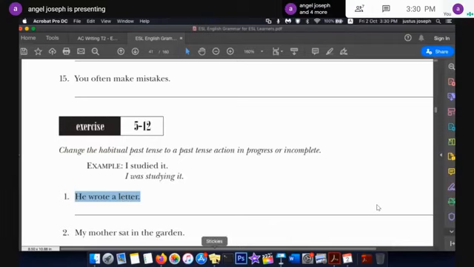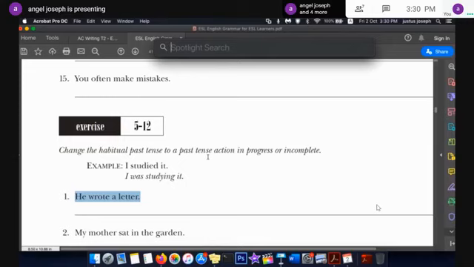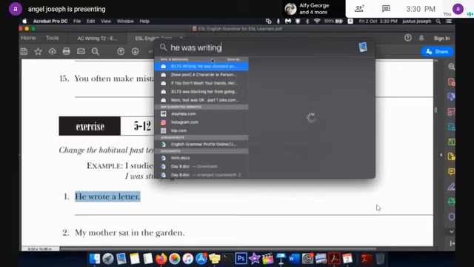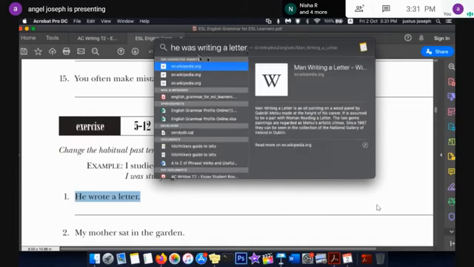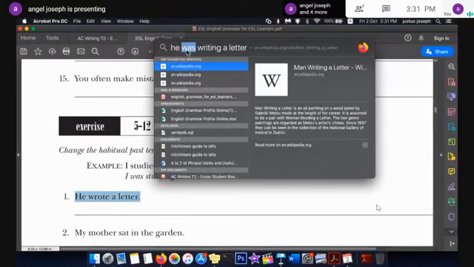Okay, let me. He was writing a letter. With this, we have made this continuous writing, or we will call it in progress. Okay, and it is in the past. Past has been shown by was. This word was, right?